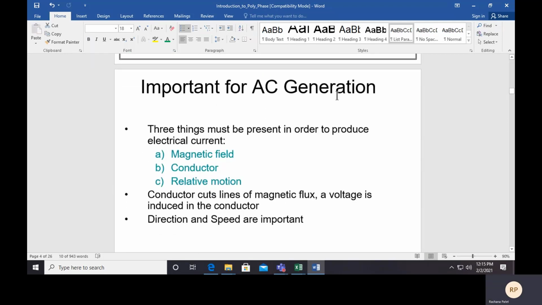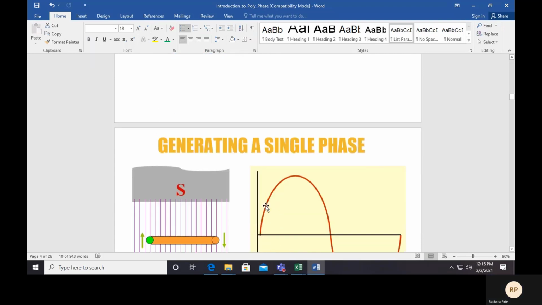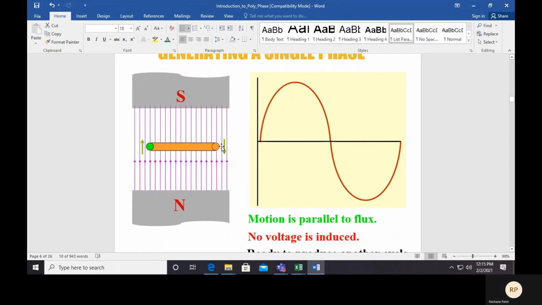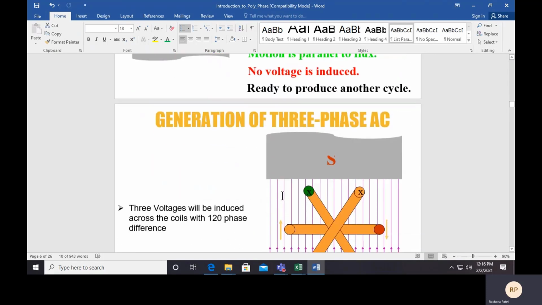Guys, we know that for AC generation, these are the basic requirements to be fulfilled: magnetic field, conductor and relative motion. With the presence of all three, AC generation can take place. Let me consider the generation of single phase. This is one coil and an N-S pole responsible for the field setup. With the rotation of this coil from 0 angle to 360, we are able to get EMF generation in the form of a sine wave.